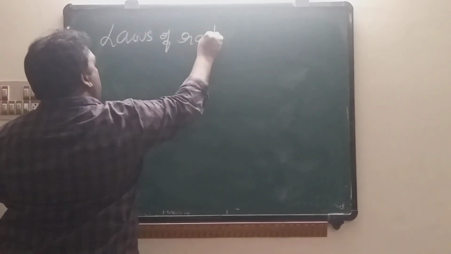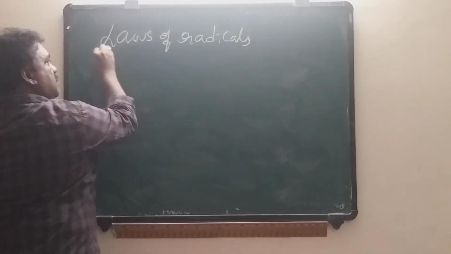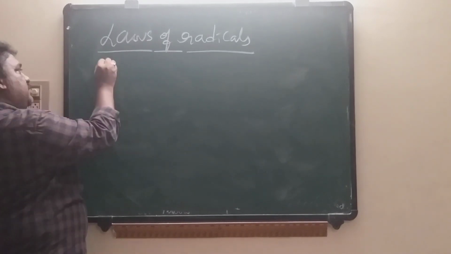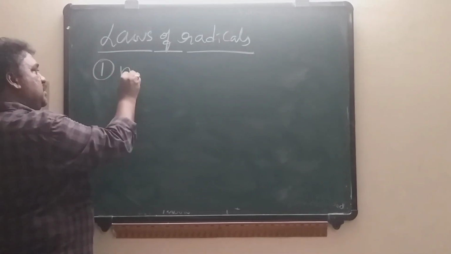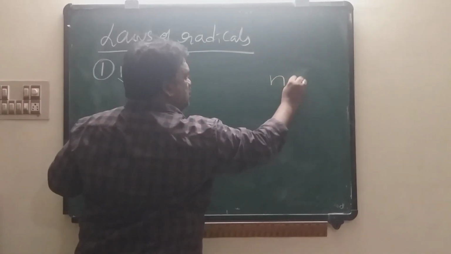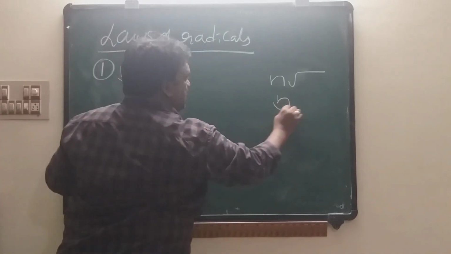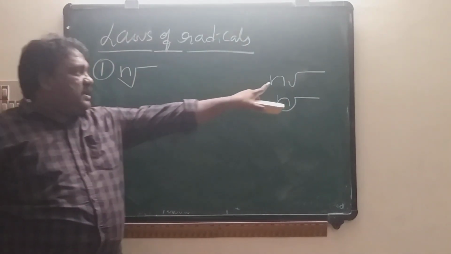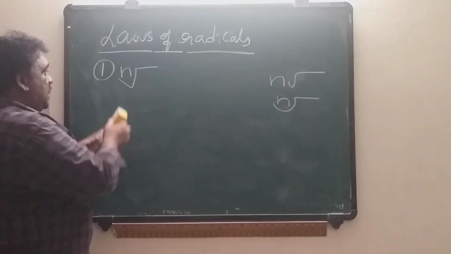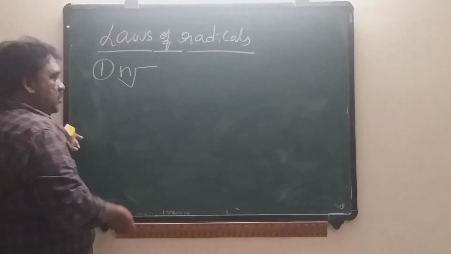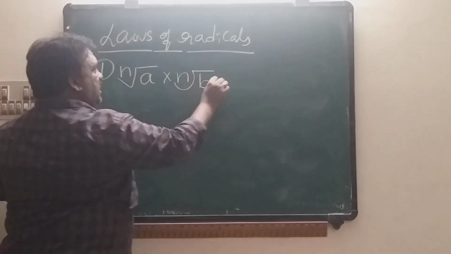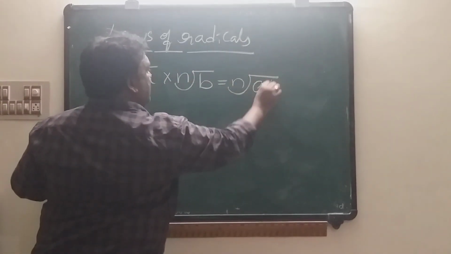What are the important laws of radicals? Laws of radicals, a very important topic. Number one, this one you know. This is the nth root, you have to know this is the nth root. Both are different. Now we are talking about the nth root. So nth root of a into nth root of b equals nth root of a into b.